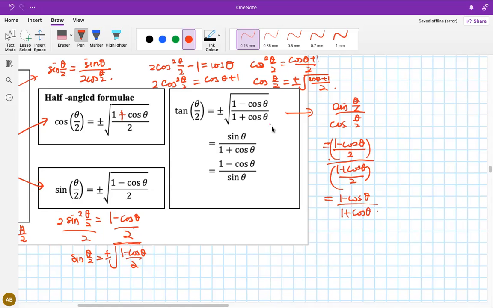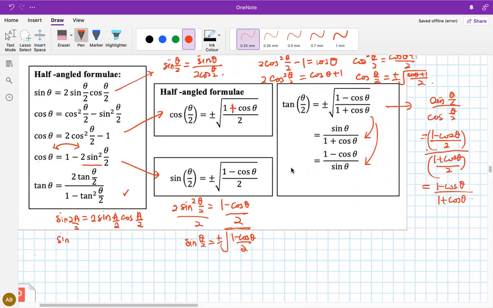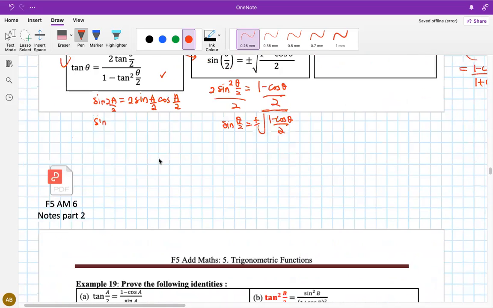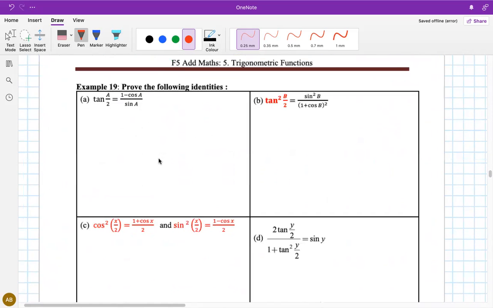So how do we get from this to this? Later on we will prove it. So this is how to get these formulas. Do you need to memorize them? No. You just remember from here, then you apply it back. If you have a good memory, then you can. So now we go to proofs.